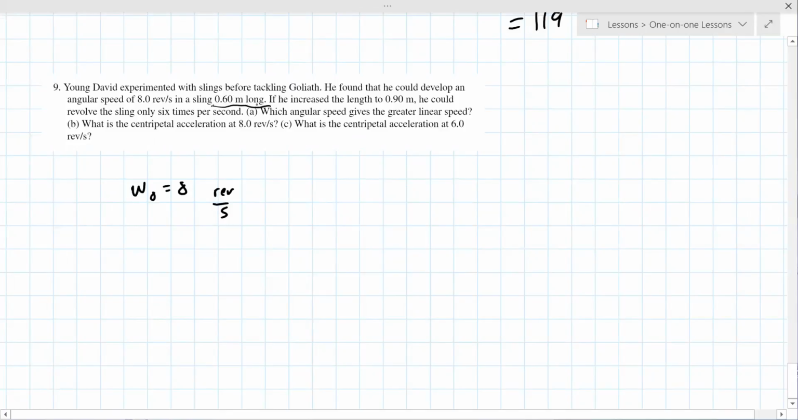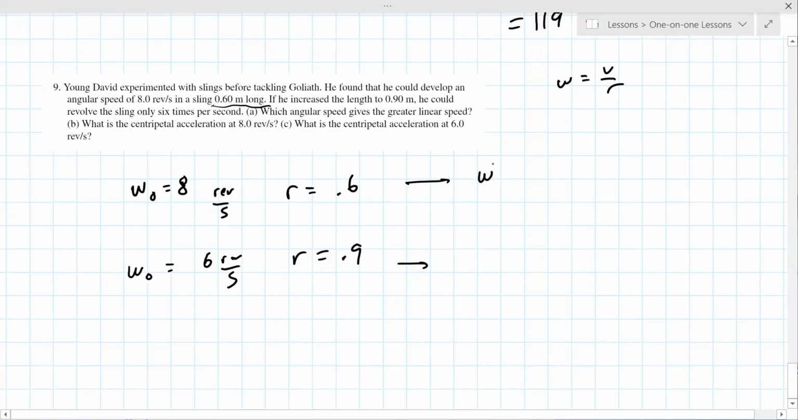So I think we're supposed to assume that this is the radius. The radius is 0.6, and then when it's 6 revolutions per second, the radius is 0.9. So they want you to calculate the v associated with each of these. So omega is equal to v over r, which means v is equal to r times omega. So we have to multiply these two numbers together. 8 times 0.6, that's 4.8.